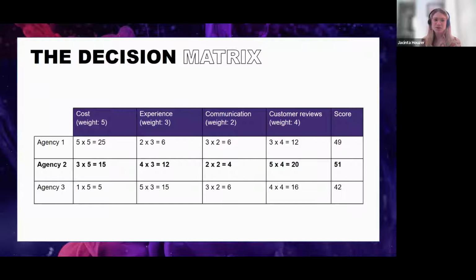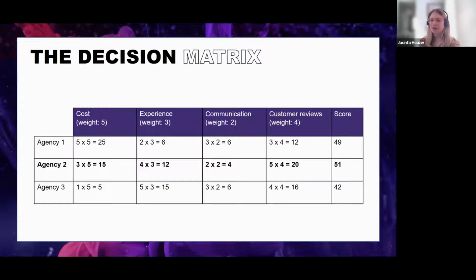Another handy one to know is the decision matrix. It's a really great way to make a decision on something relatively simple. And how it works is you identify different alternatives. So in this example, we have 3 different agencies that you might be tossing up which one to use.